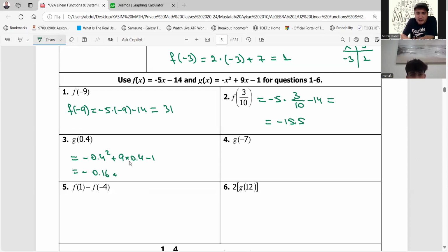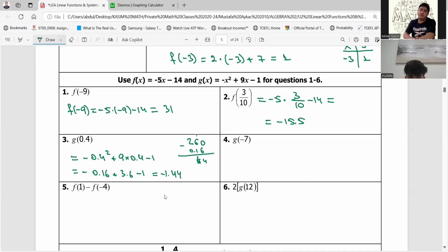And plus 9 times 0.4 is 3.6, minus 1. So 3.6 minus 1 is 2.6, right? And 2.6 minus 0.16, 2.6 means that 260, right? 2.6 minus 0.16, 10 minus 6 is 4, 5 minus 1 is 4 and 1, right? So that's equal to minus 1.44.